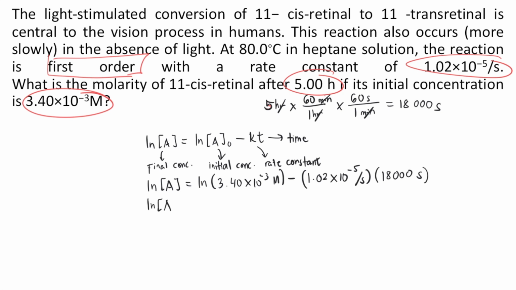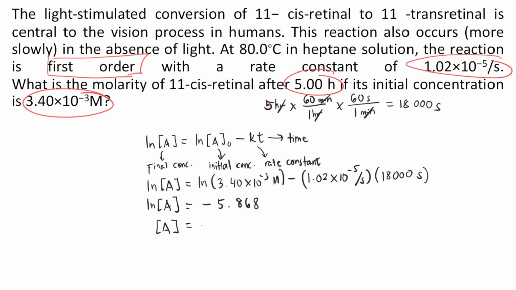So if you solve the right side of the equation in your calculator, so ln 3.4 times 10 to the negative 3 minus 1.02 times 10 to the negative 5 times 18,000, you will get approximately negative 5.868.